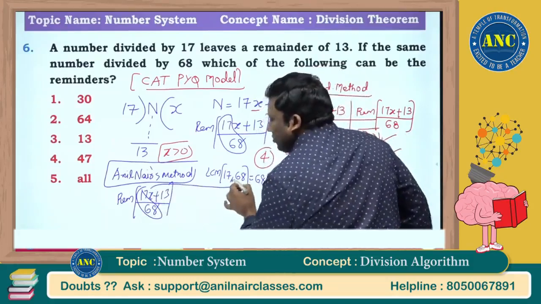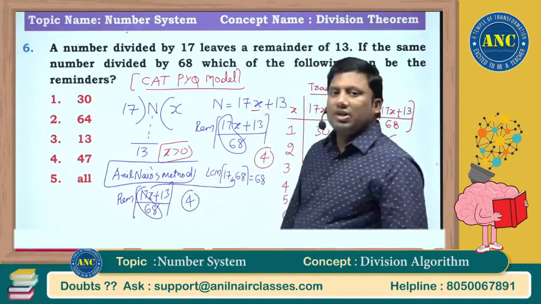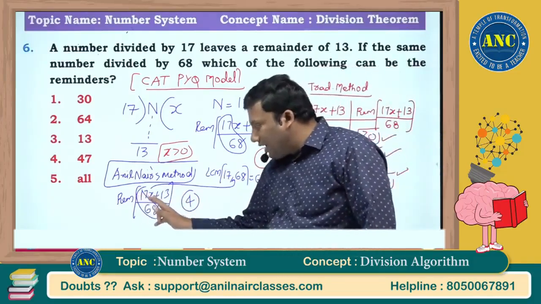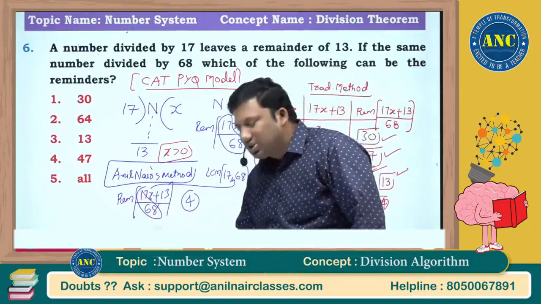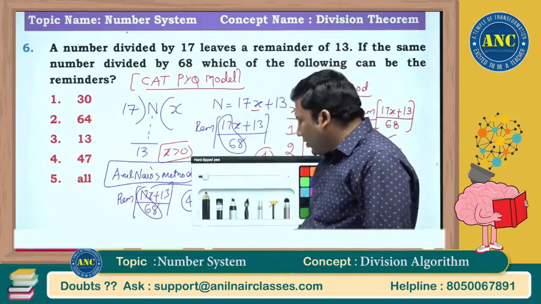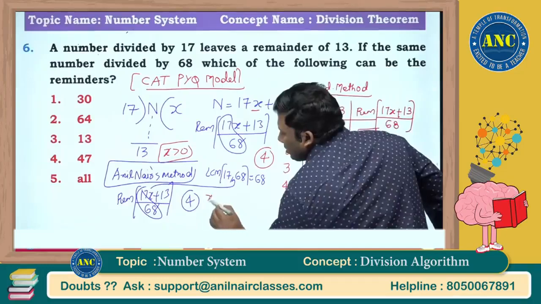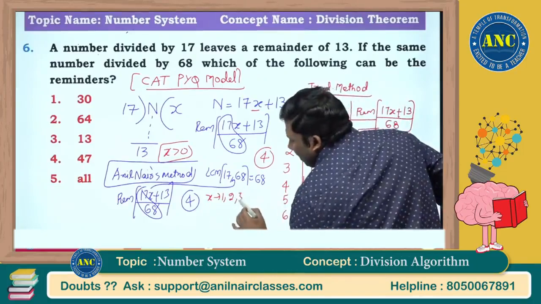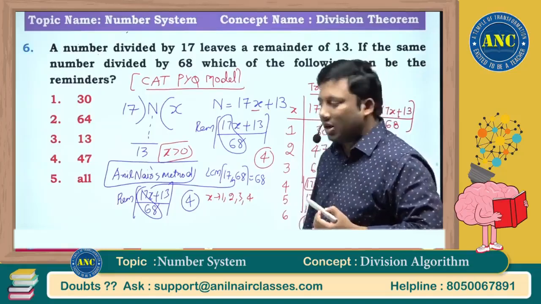How many times does 17 go in 68? 4 times. The answer will be 4. Sir, why are you getting 4? Why are you taking the LCM of 17 and 68? And how many times does this portion go in 68? 17 goes 4 times in 68, so the answer is 4. Why is it happening? Listen carefully. X will be one value, I will get a remainder. X 2, I will get a remainder. X 3, I will get a remainder. X 4, I will get a remainder. Yes or no?